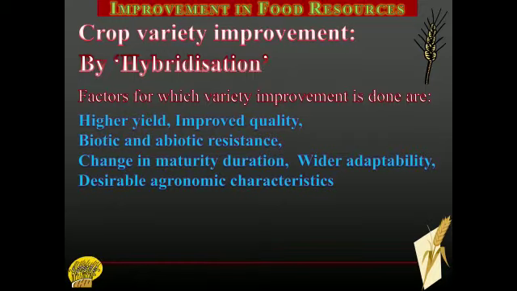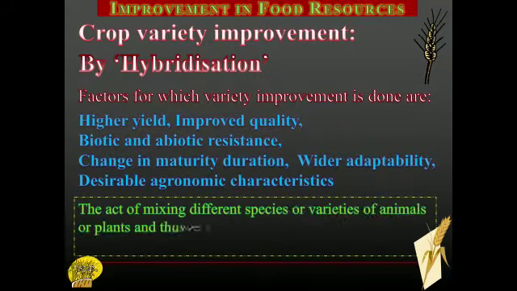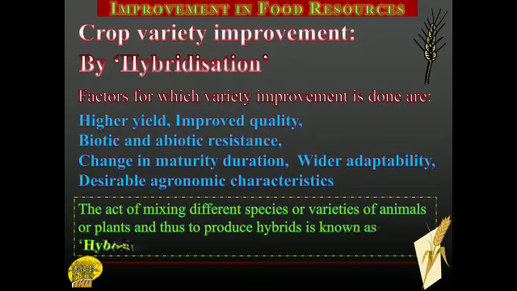See, hybridization is the act of mixing different species or varieties of animals or plants and thus to produce hybrids. And this process is known as hybridization. That is our first topic, that is crop variety improvement. Now we should move to our next topic, that is crop production management.